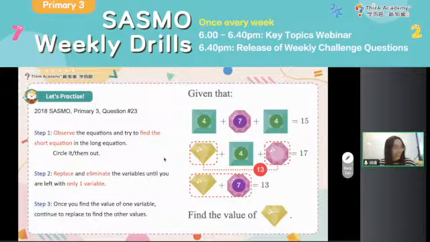Yes, another P1 calculation for you. Find the value of the diamond, that is 13 minus 7, which is 6. I think now you can understand the same type, right? So you see that we always start from the shorter one and try to replace and eliminate. Do remember to read the question. What is the question asking you?